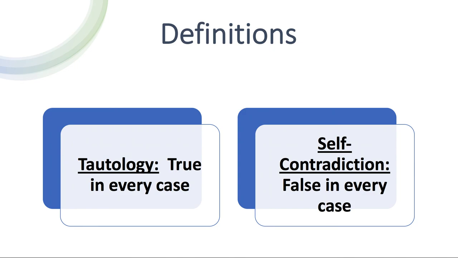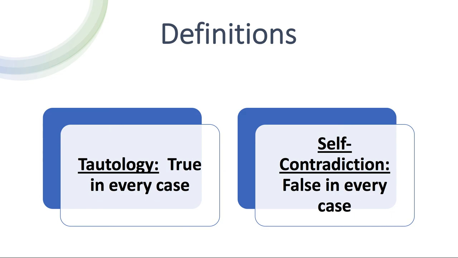So we're going to begin with two definitions. We're going to talk about what is called a tautology, which means that we construct a truth table and that the answers are true in every case. We're also going to talk about a self-contradiction, which means that we have constructed a truth table and our answers are false in every case.